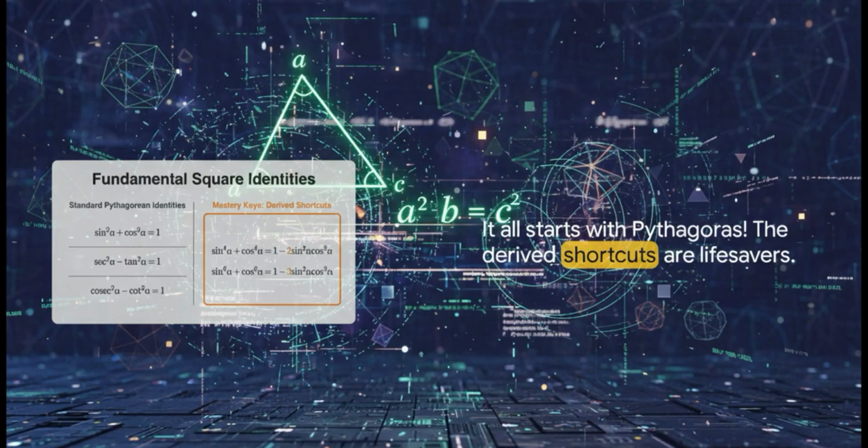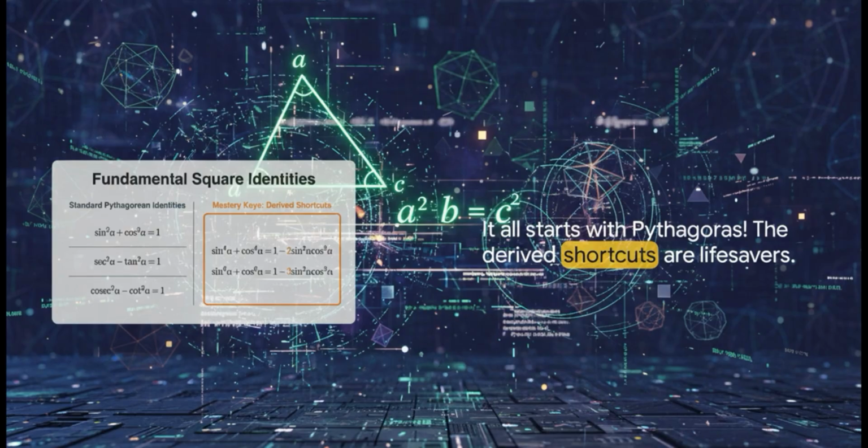And guess what? It all starts with a formula you probably already know, the Pythagorean theorem. Seriously, the number one most important identity in all of trigonometry, sine squared plus cosine squared equals 1, that's just Pythagoras on the unit circle. It's the master key. And from that one single idea, we can unlock all these other helpful identities you see here.